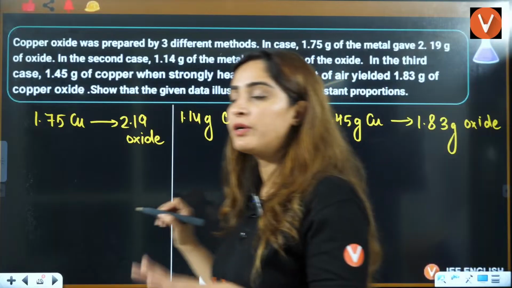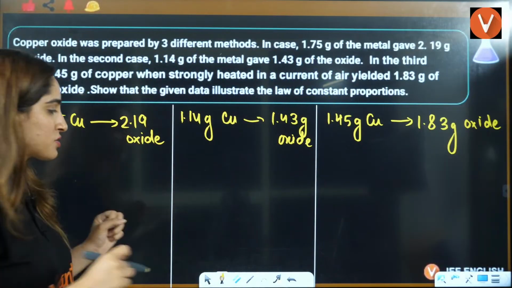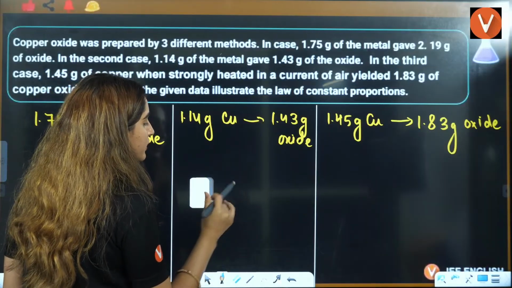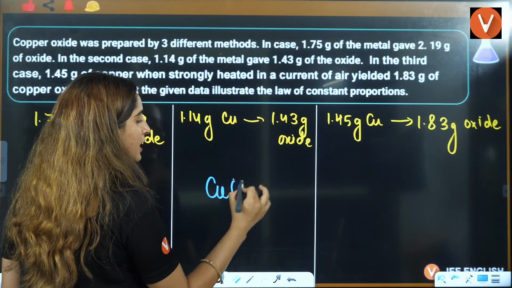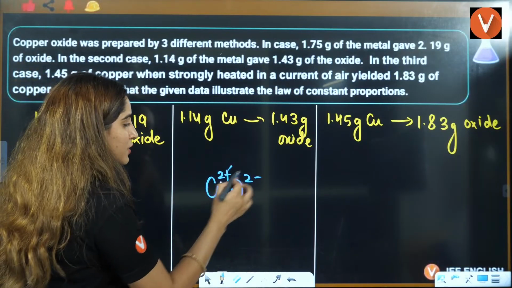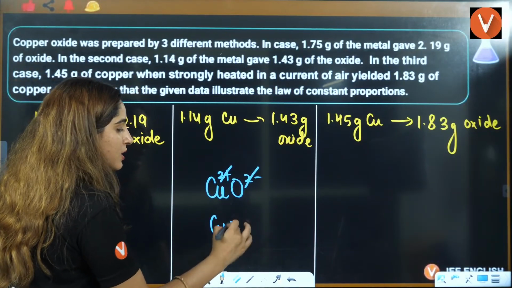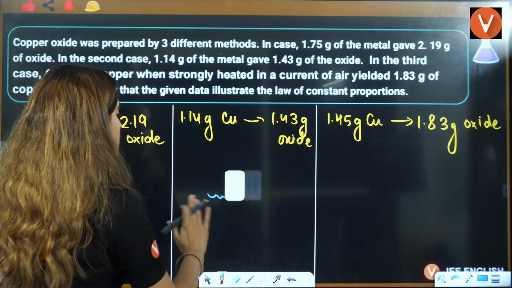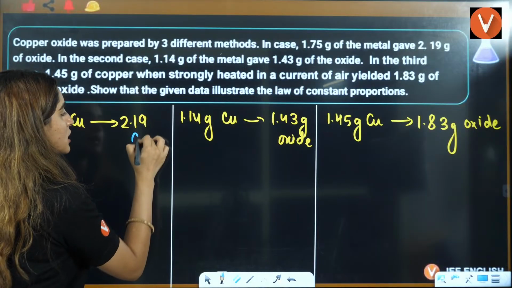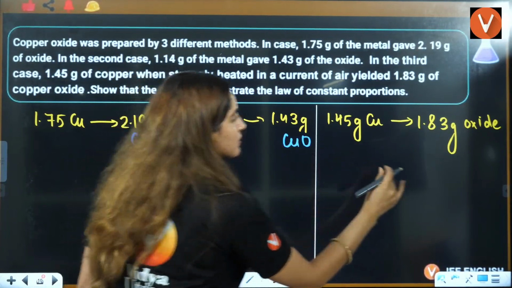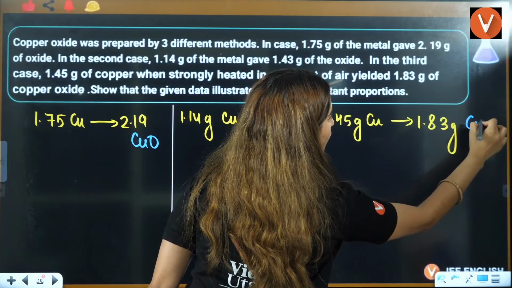Now tell me one thing, you have copper oxide. First you need to tell me the formula of copper oxide. Oxide is 2 negative, copper is 2 positive. 2 positive and 2 negative will cancel, so the answer will be CuO. So I'm going to replace this oxide with CuO, and I'm just directly going to write it here, CuO, CuO, CuO, and this is also your Cu.